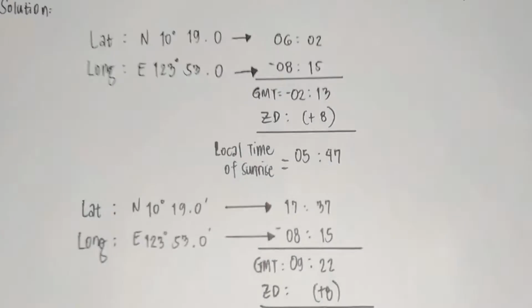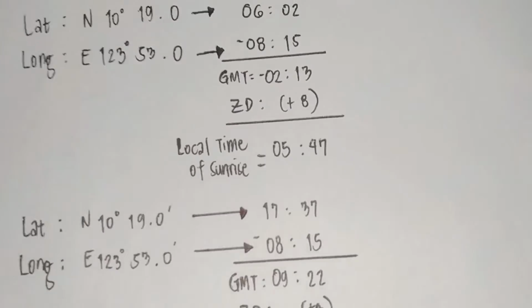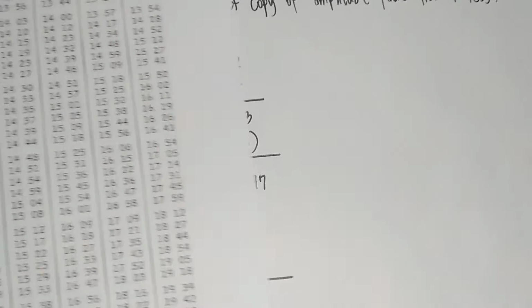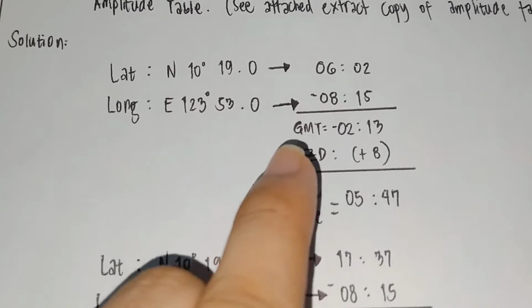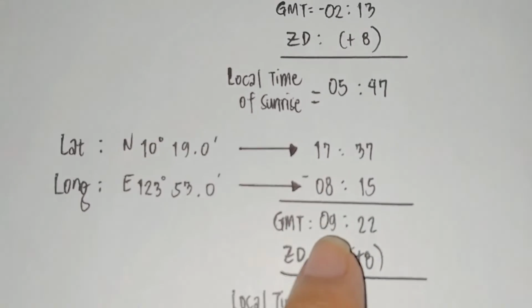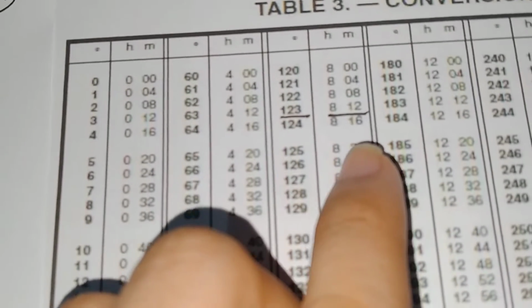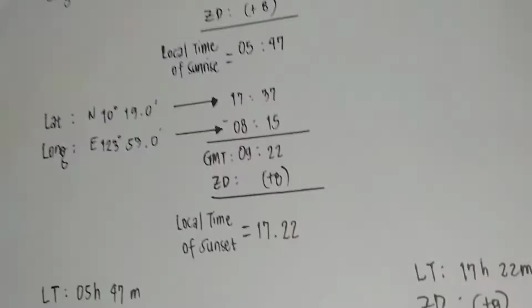Now we have to calculate our sunset. In calculating a sunset, it's just the same. We do have our latitude and longitude, and we did get 17 hours and 37 minutes for its sunset. So we do have our sunset here, which is 17 hours and 37 minutes. And then it just has the same longitude, so 8 hours and 15 minutes. So we did add 123, which is 8 hours and 12 minutes, and also for its minutes and seconds, 3 minutes plus 32 seconds.